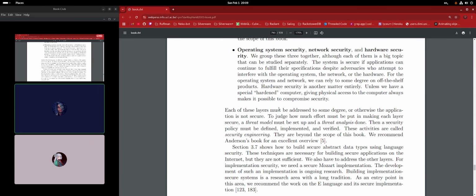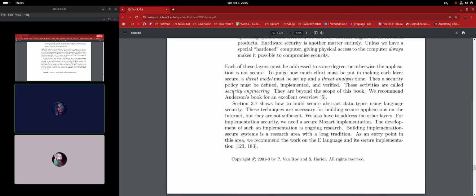Each one of these layers must be addressed to some degree. To judge how much effort must be put in making each layer secure, a threat model must be set up and a threat analysis done. Then a security policy must be defined, implemented, and verified. These activities are called security engineering. We're not going to talk about that.